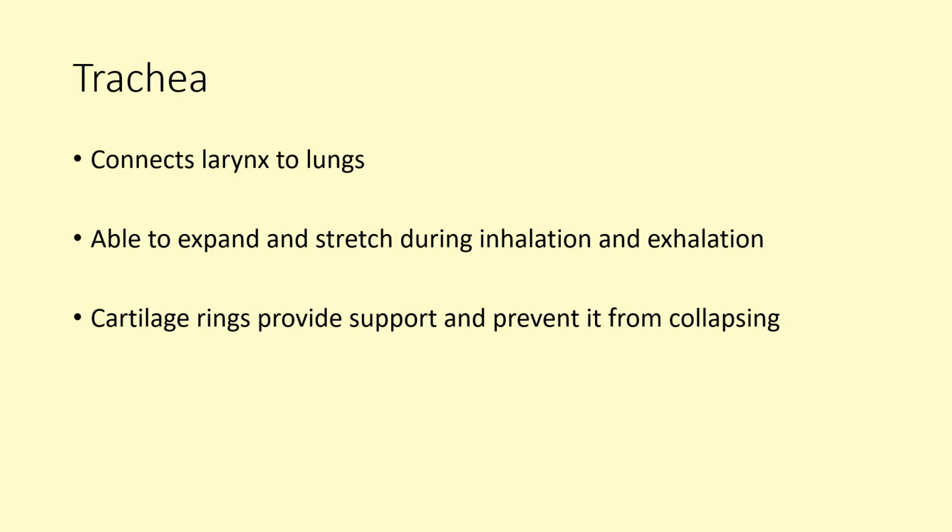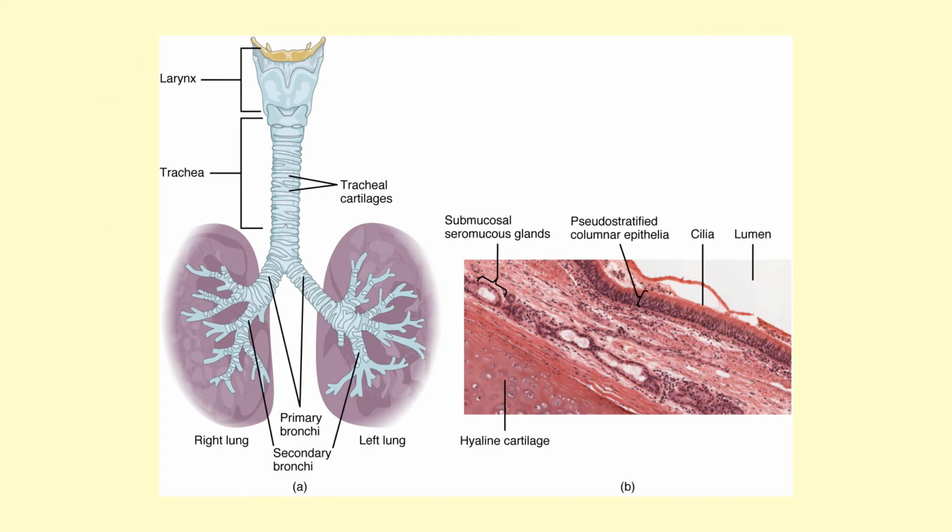So the trachea now connects the larynx to the lungs. It can expand to some degree, stretch a bit, depending on whether you're inhaling and exhaling. There are some cartilage rings that help to support it and also prevent it from collapsing. So you can see the tracheal rings through here. As you can see from the larynx, now the air is going to come down the trachea.